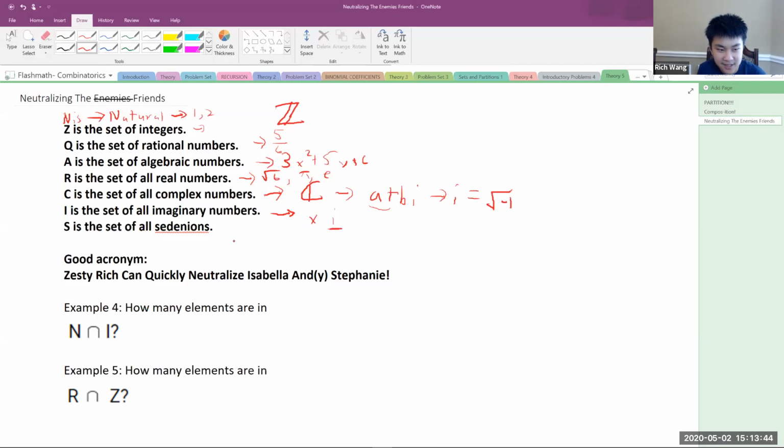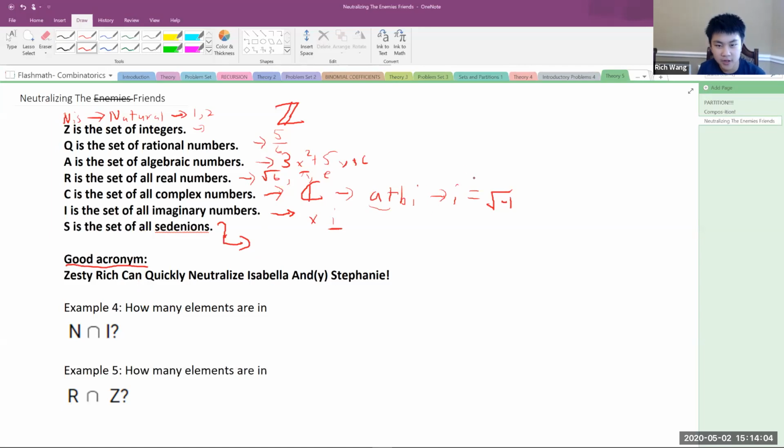And last, S is the set of all Sedenians. And I honestly have no idea what this is, but I just had to include this in here so I could have a good acronym. Anyways, here's my very good acronym that hopefully includes all of the above letters. So it's Zesty Rich can quickly neutralize Isabella and Stephanie. So yeah.